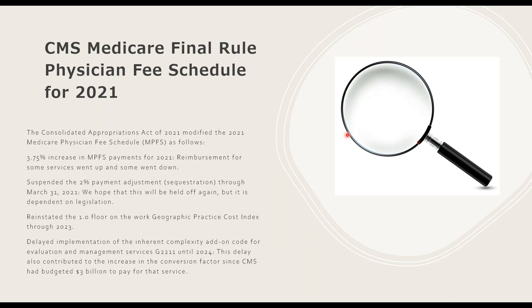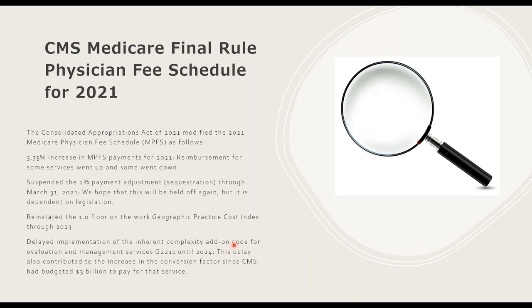They were able to delay that because medicine has been hit so hard financially. They didn't want to hurt them and just completely do them in. So they stopped the code that they were going to implement, G2211. Remember, that was this new inherent complexity add-on code. It was supposed to pay like $15 each time. And Medicare said they expected that everybody would use it on every E&M service, but it's really not well defined and the guidelines for it aren't. And to me, that's just a trap for being audited later, right?